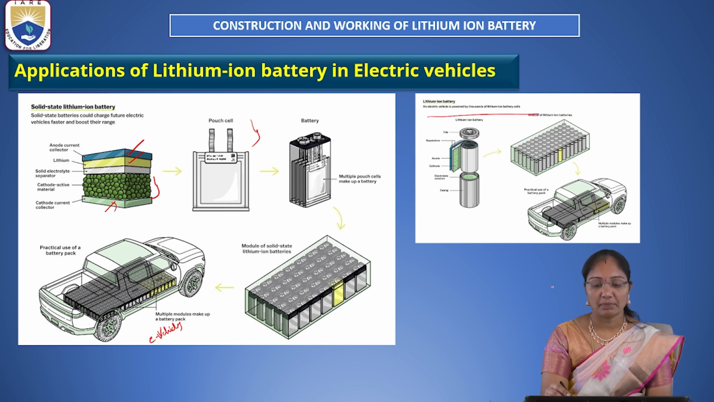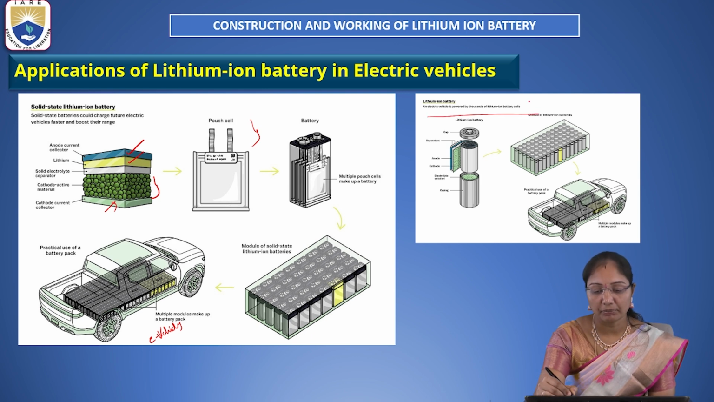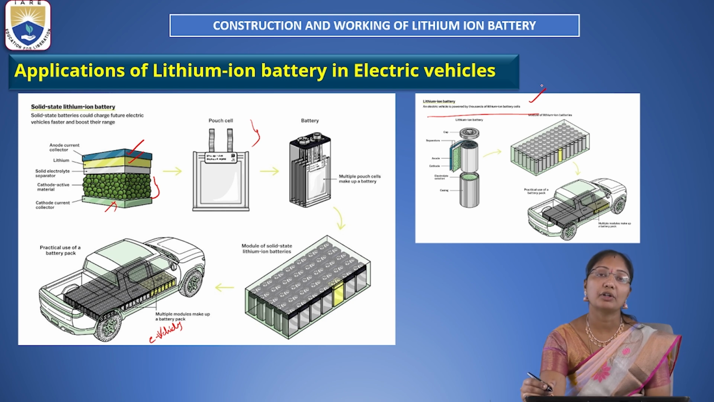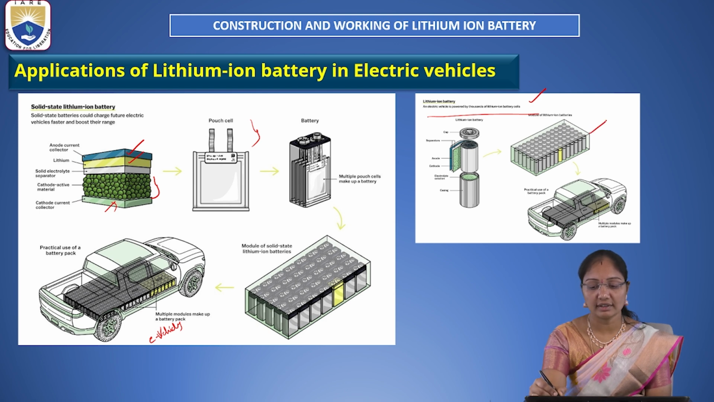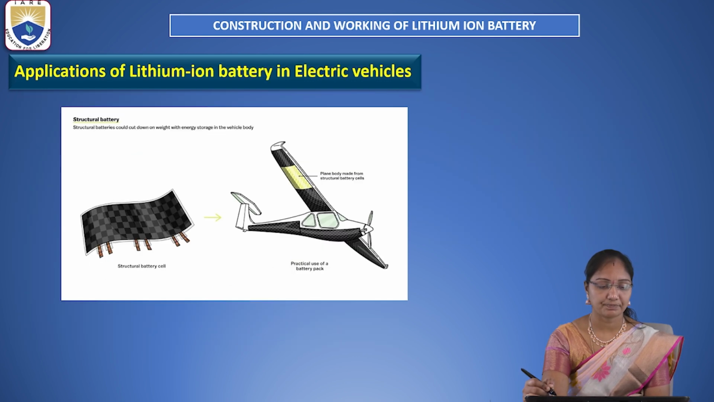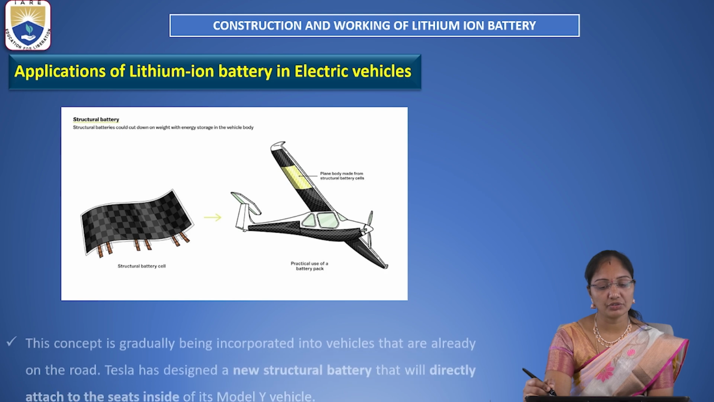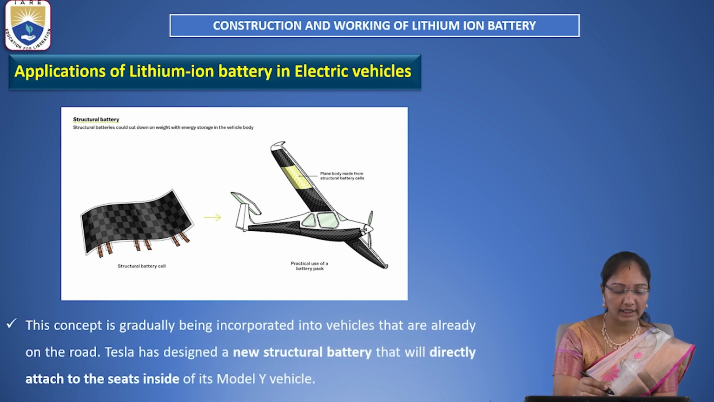Here, an electrical vehicle is powered by thousands of lithium ion batteries like this. They are packed in a grid module. Thus they are used like this. So modules of lithium ion batteries are used in e-vehicles. It may be buses, forklifts, or e-cars. So these are the applications of lithium ion batteries in electrical vehicles.